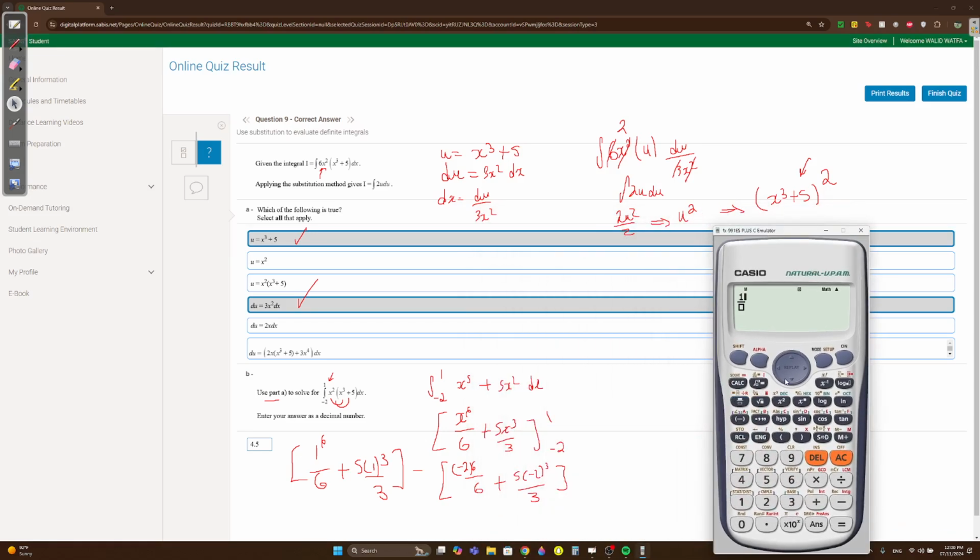1 over 6 plus 5 over 3 minus, minus 2 to the power of 6 over 6 plus 5 times minus 2 to the 3 over 3. You get 4.5. Answer as a decimal: 4.5.